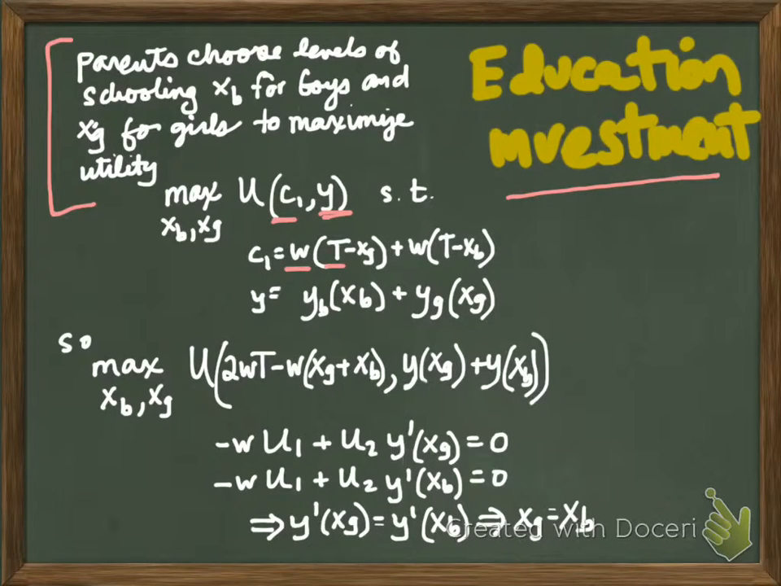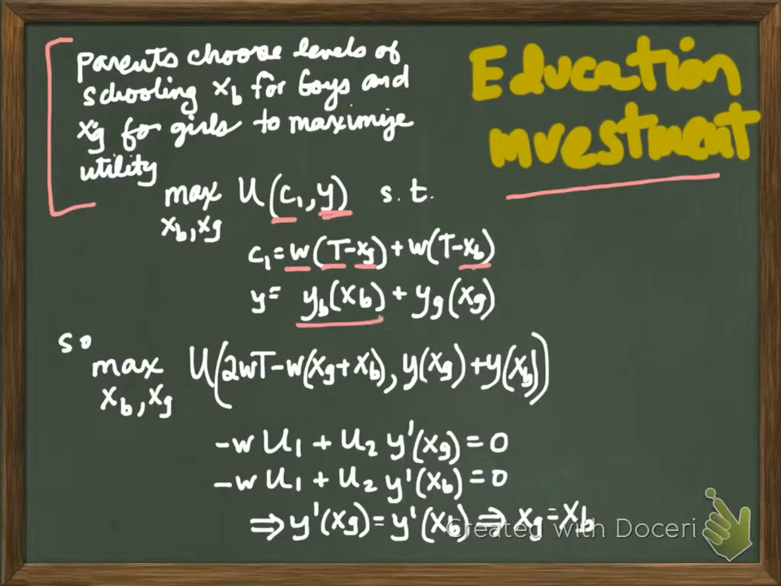They have time that they can be working, and the time that they're working is maximized when they're not going to school. When they are going to school, given by XG or XB, XG for girls, XB for boys, they're spending less time working, so the parents have less consumption in the first period. But schooling yields a return.